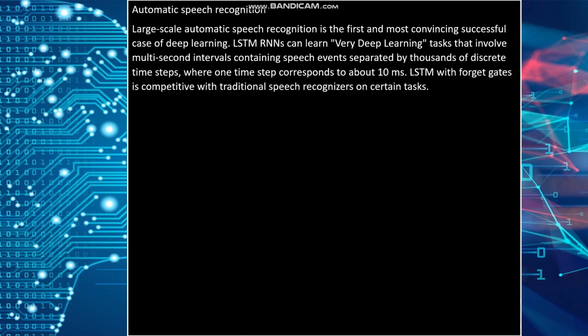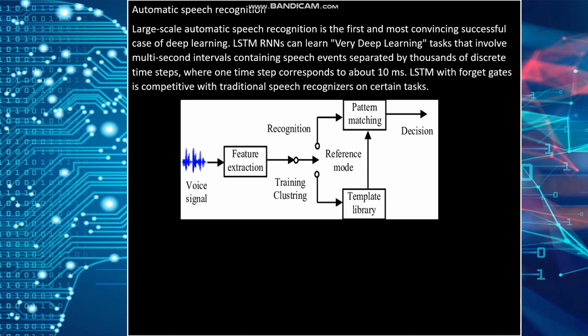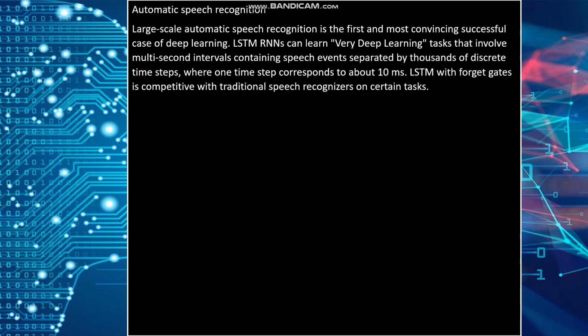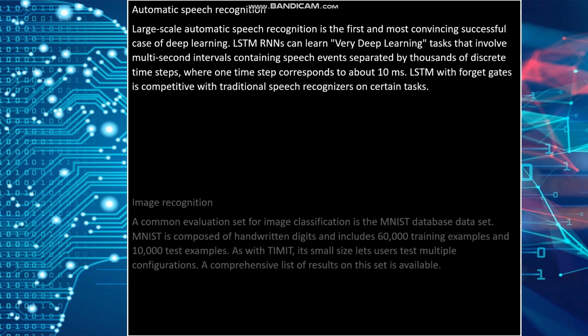Automatic speech recognition. Large-scale automatic speech recognition is the first and most convincing successful case of deep learning. LSTM RNNs can learn very deep learning tasks that involve multi-second intervals containing speech events separated by thousands of discrete time steps, where one time step corresponds to about 10 milliseconds. LSTM with forget gates is competitive with traditional speech recognizers on certain tasks.